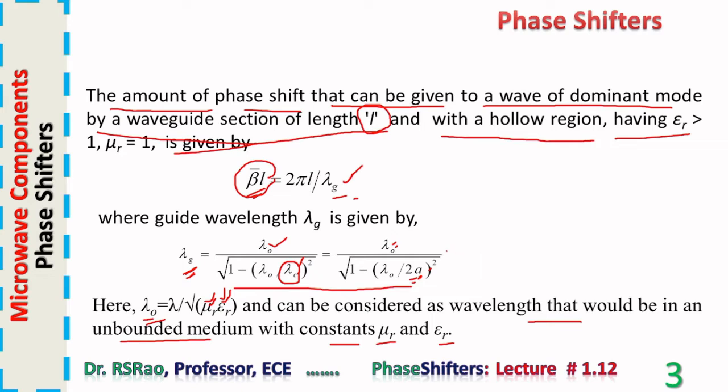Before going further, small correction. Epsilon r more than or equal to 1. Mu r more than or equal to 1. With this small correction, the information provided here gives accurate, complete information pertaining to the underlying principle of functioning of different types of phase shifters.